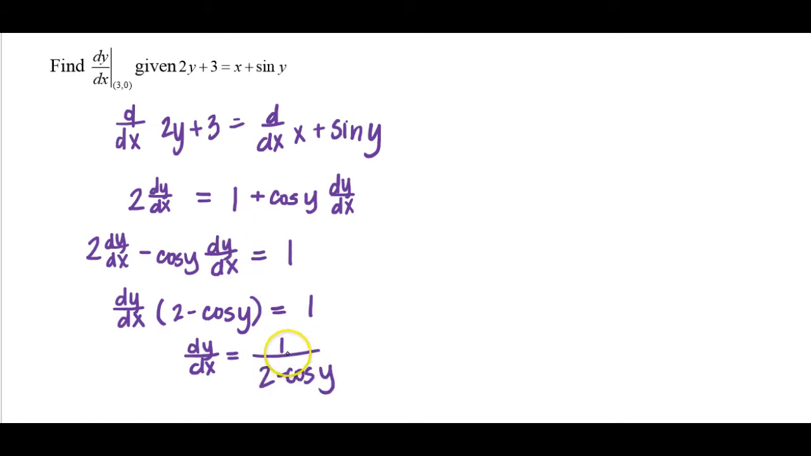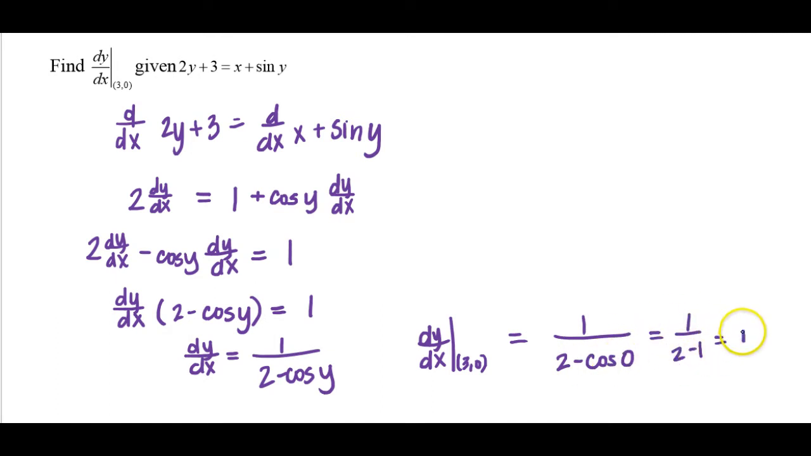Alright, so this is the derivative at any point. This is the slope of the tangent line at any value. I specifically wanted the slope of the tangent line at (3, 0). Notice that our answer is only dependent upon the variable y, so all I need to do is substitute in the y value, which is 0, into the cosine function. So dy/dx at (3, 0) is 1 over 2 minus cosine 0. Cosine of 0 is 1, so this is 1 over 2 minus 1, so my answer is just 1.